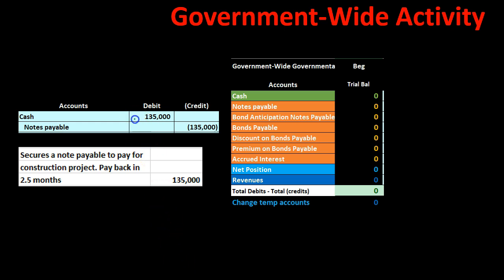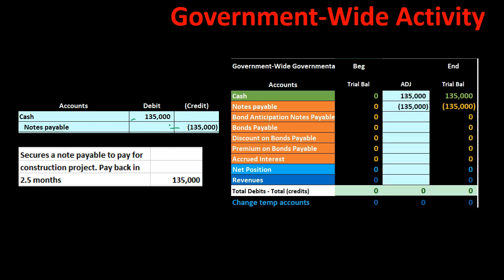That then, of course, being cash increasing. We're going to increase the cash. The other side is going to go to notes payable. So this is what we would expect when we get a loan for the government-wide activities, the organization, the entity as a whole. Cash then increasing with a debit. The other side going to notes payable, increasing the liability.